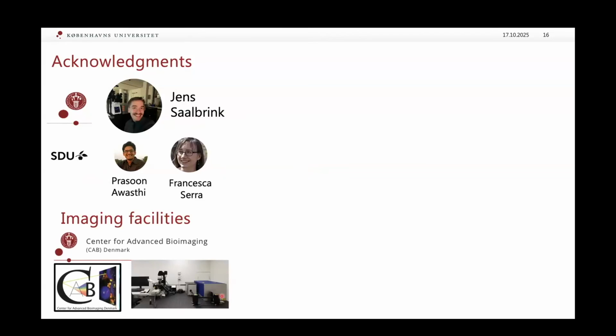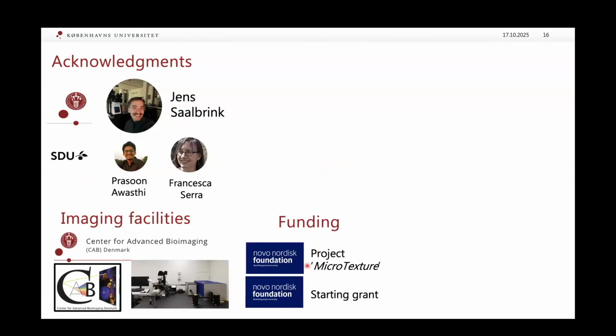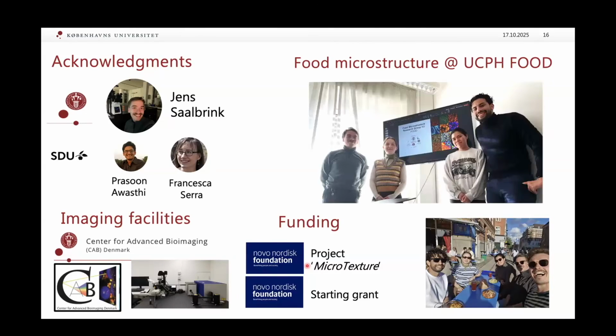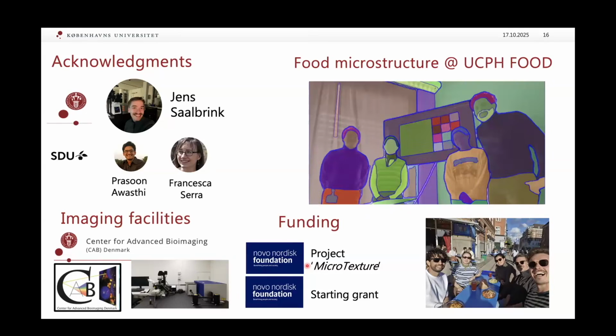This is our CRS microscope that we use. Funding from Novo Nordisk Foundation, and my small team. I have 2 PhD students and a research assistant who are starting to build up this food microstructure group. So this is us, and this is us segmented.